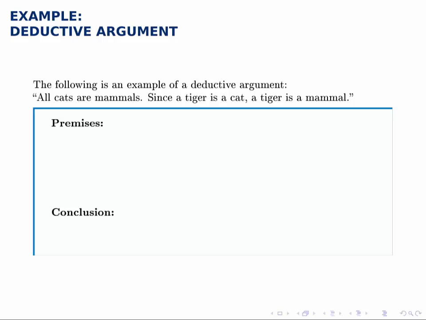This is an example of a deductive argument. All cats are mammals. A tiger is a cat, therefore a tiger is a mammal. Again, a deductive argument works from a general premise, like all cats are mammals, and a tiger is a cat, and from that, draws a specific conclusion about a specific case.